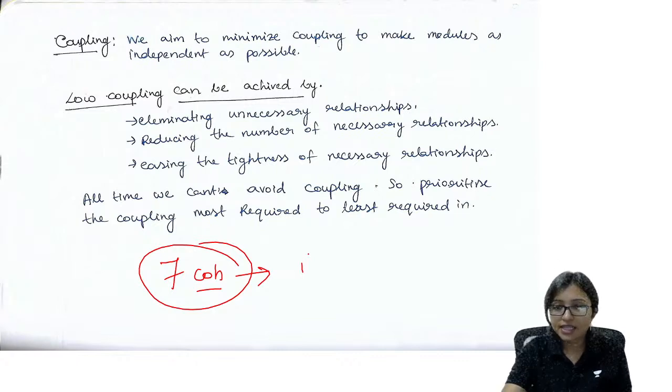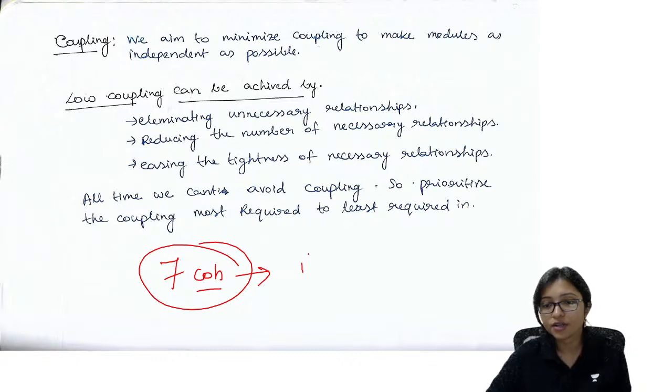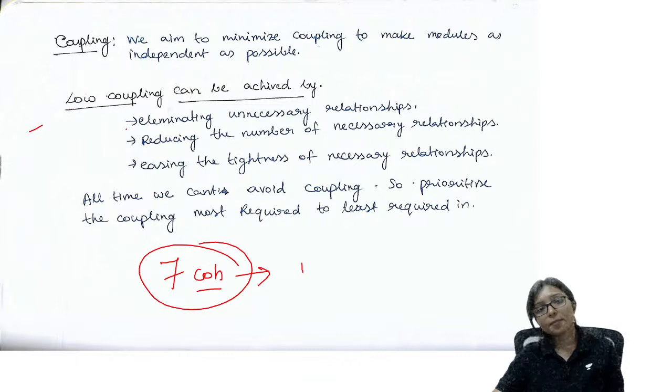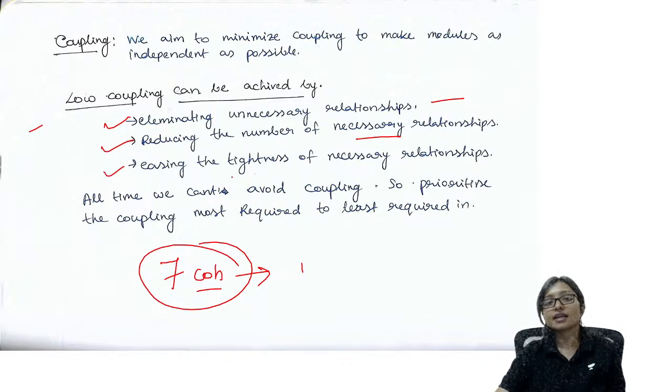Yes, temporal means time related, they are related to time. Yes, that is functional. Renu is correct. Yes, good everyone. So how to achieve the low coupling? Eliminating the unnecessary relationships, reducing the number of necessary relationships, and easing the tightness of necessary relationships. In that way we can achieve low coupling. This is how to achieve the low coupling.